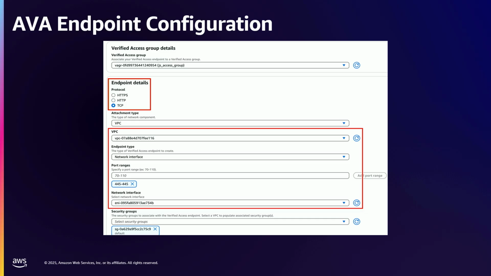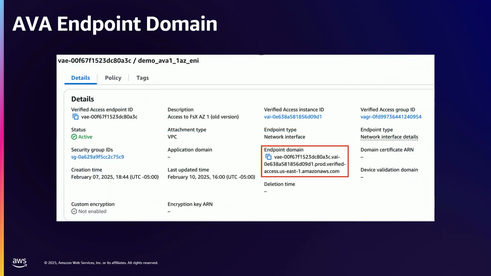But if you do that, you just need to make sure that the FSX network interface security group allows access from the AVA endpoint security group. Then we hit submit, and we create the endpoint, and you take the endpoint domain name to connect to the AVA endpoint, and through that endpoint, you'll connect to FSX.